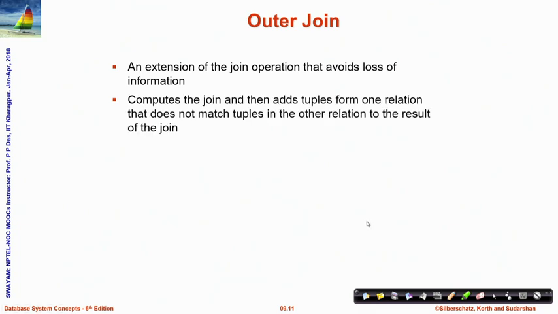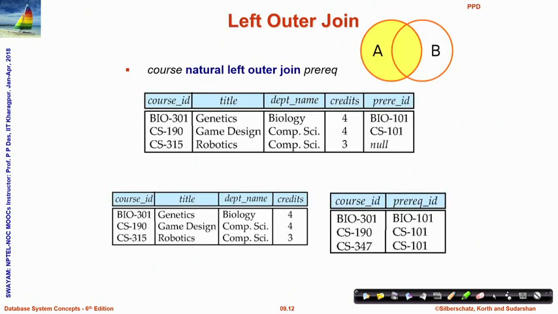So, while we are doing this, we can compute and add tuples from one relation that may not match any tuple in the other relation. And if we want to do that, then naturally for the other attributes of that tuple in the target relation, we will not know the values. So, we will use null values. This is the basic idea of outer join. So, let us see what it specifically means.